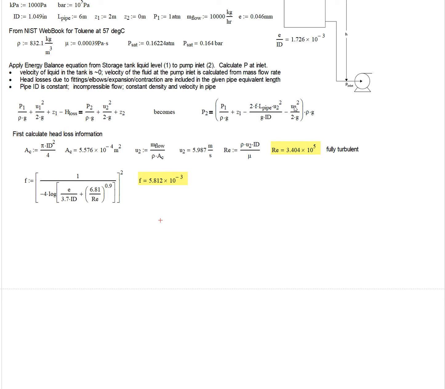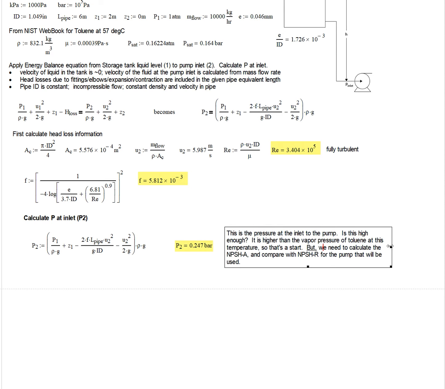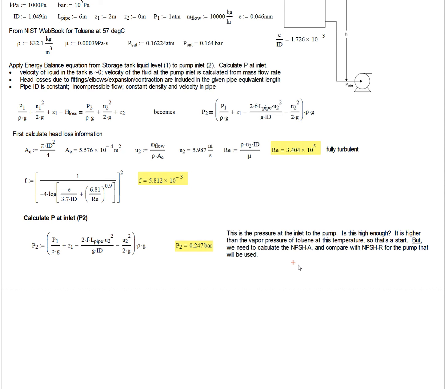We know the density, linear velocity, we know everything else, so we can go ahead and solve for the pressure at position 2. We calculate the pressure at position 2, and this is 0.247 bar. So the pressure here is 0.247 bar. Is that higher than our vapor pressure? Yes, that is higher than our vapor pressure. And so we are kind of on the right track, right? We're kind of on the right track in that at least we aren't delivering this at a lower pressure.